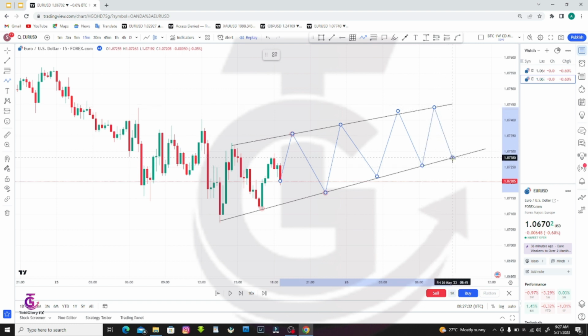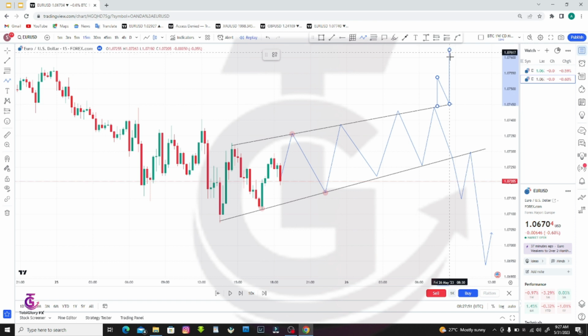Then if you have a break to the downside, you wait for a retest at this trend line point, the confirmation, then sell. Then if you have a break to the upside part of the market, you wait for a confirmation, a retest, then you buy. That's how we go about trend lines.